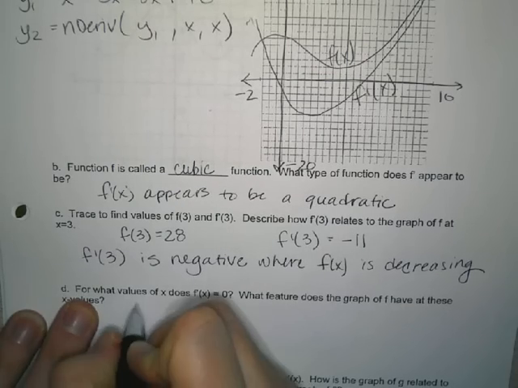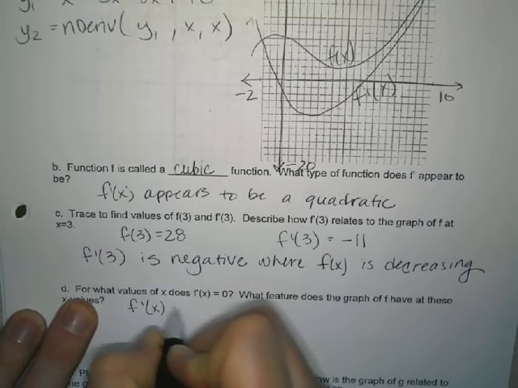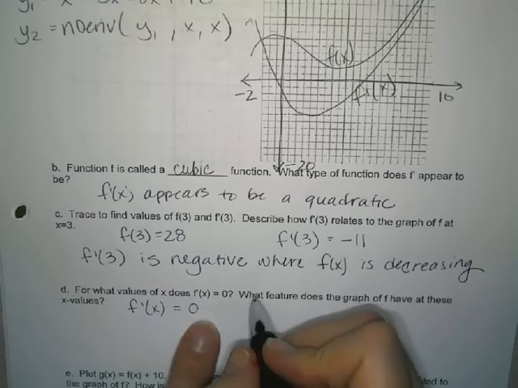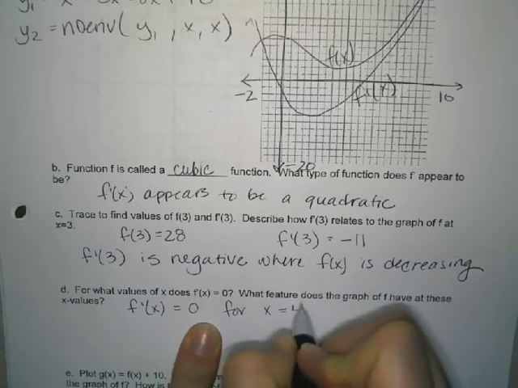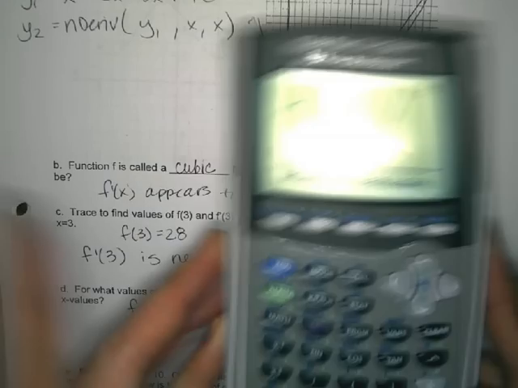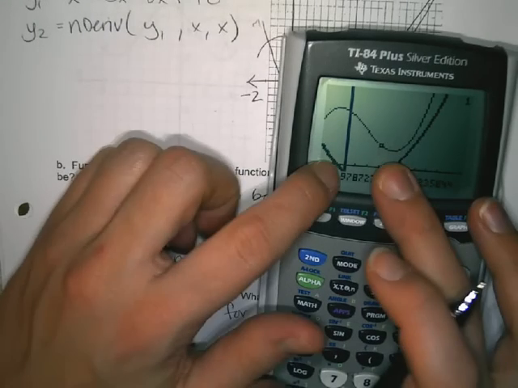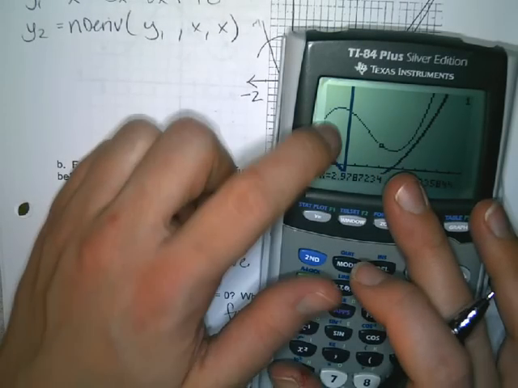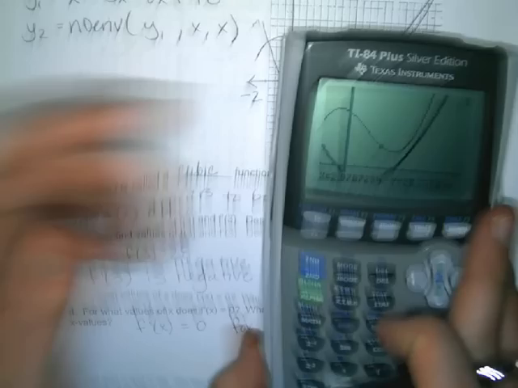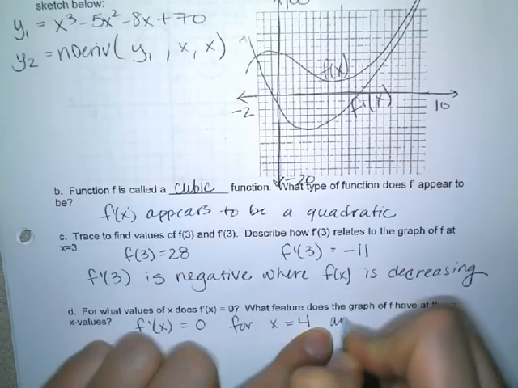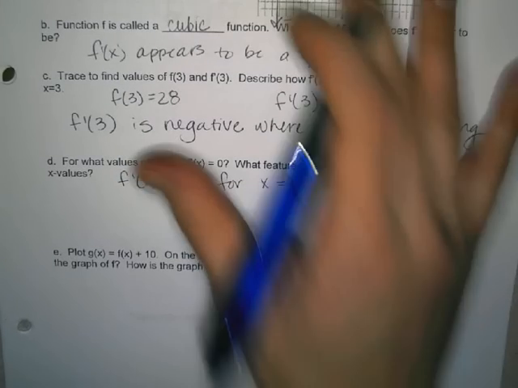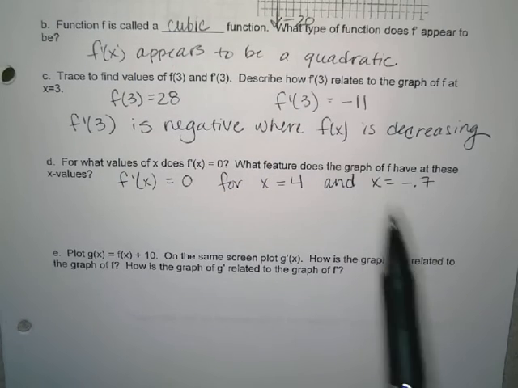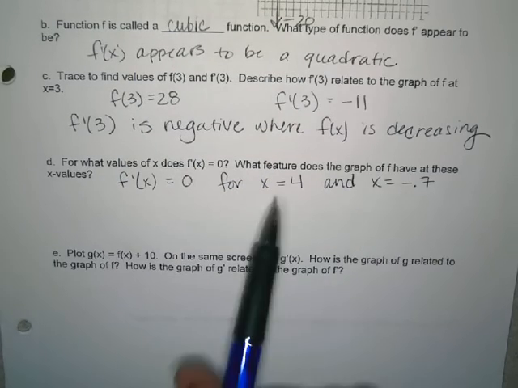So let's actually find those. f prime of x is 0 at x equals 4. And I'll tell you that this isn't 0.5, but it's negative 0.7. So at 4 and at x equals negative 0.7. Okay. Now, what's happening here at 4 and negative 0.7?